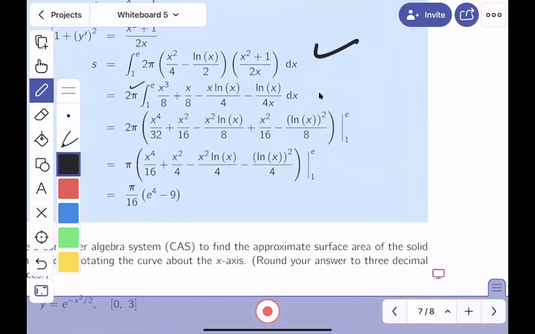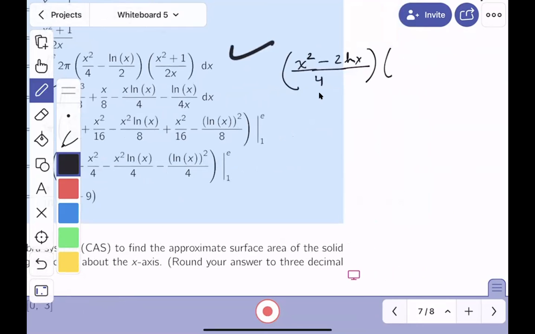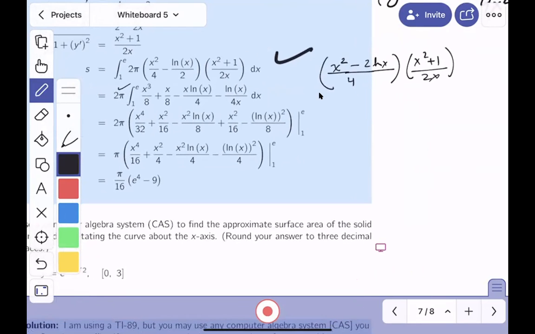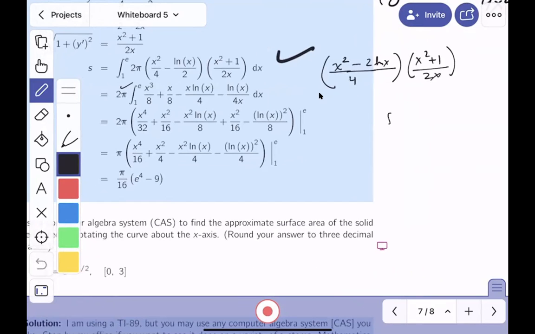So if I did that, right? Let me see if I could do that. I'll write this over here for you. So x squared over 4 minus, that would be 2 natural log of x, right? And then you'd get x squared plus 1 over 2x. All right, now if you multiply that, what would you get in the bottom? You would get 8x. Again, we're just seeing the next line's good.